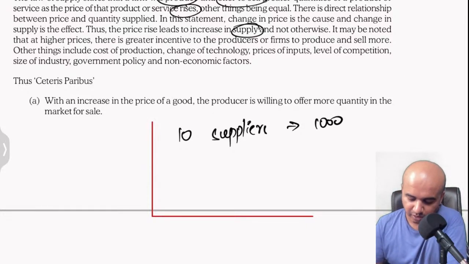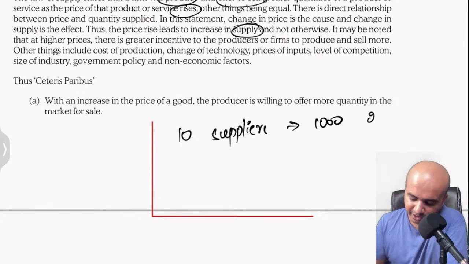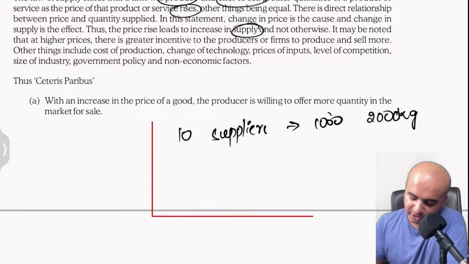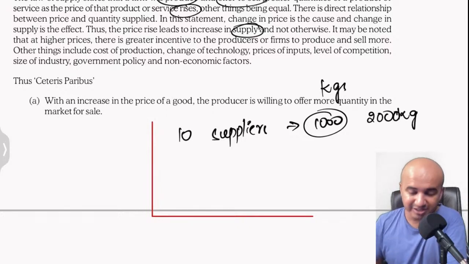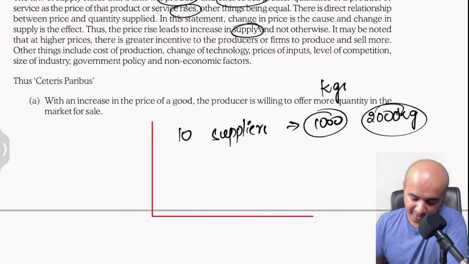Now, if there were 10 suppliers of lemon earlier who could supply only 1000 tons every day, the price of the product remained, let's assume, 200 per kg, or 2000 per kg. Now only 1000 kilos are available in the market. Now that the price of the lemon has increased, maybe there are more growers like me who want to supply more lemon so that they can also encash this premium price, 2000 rupees per kilo.